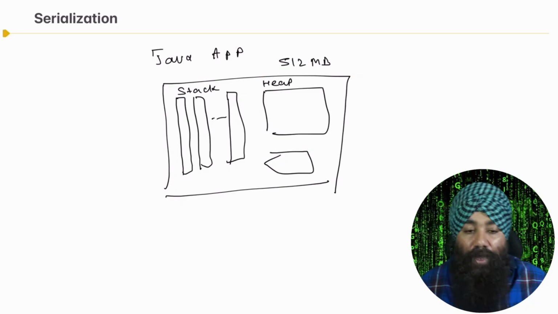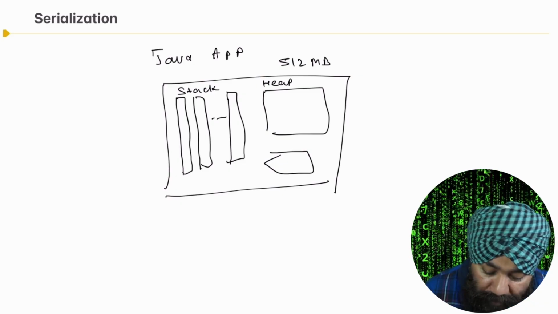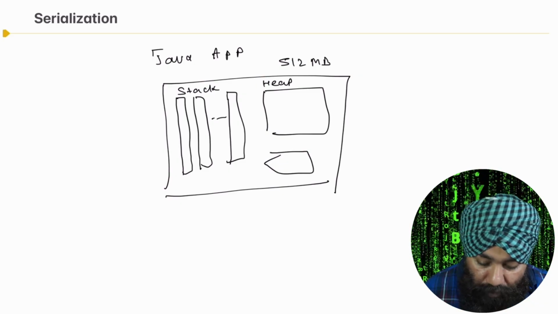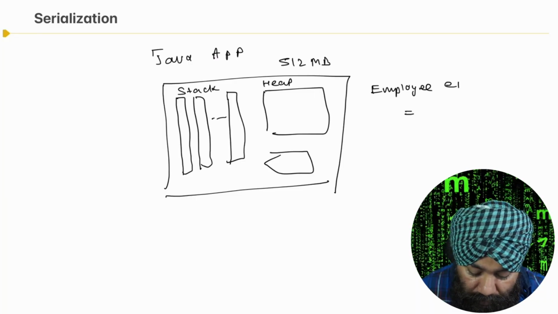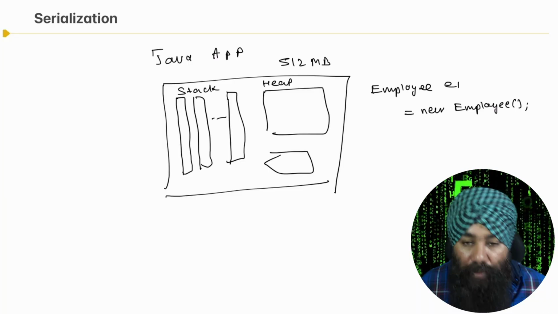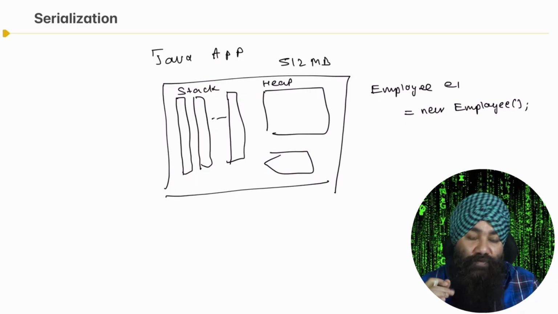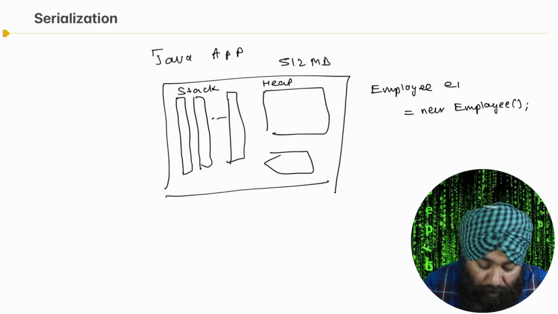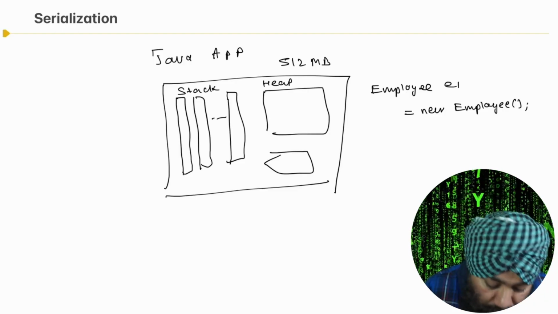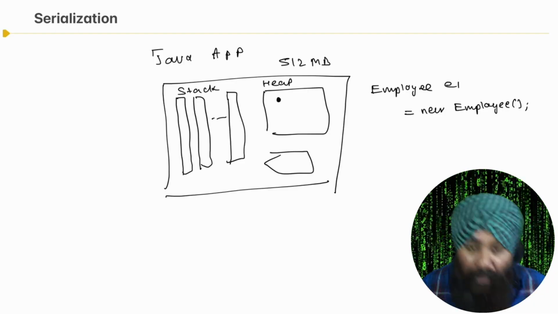Okay. And now suppose you create an employee object. So you write Employee e1 is equal to new Employee. And you have created this object. Now you shut down your Java application. So when you create it, this object gets created on the heap.